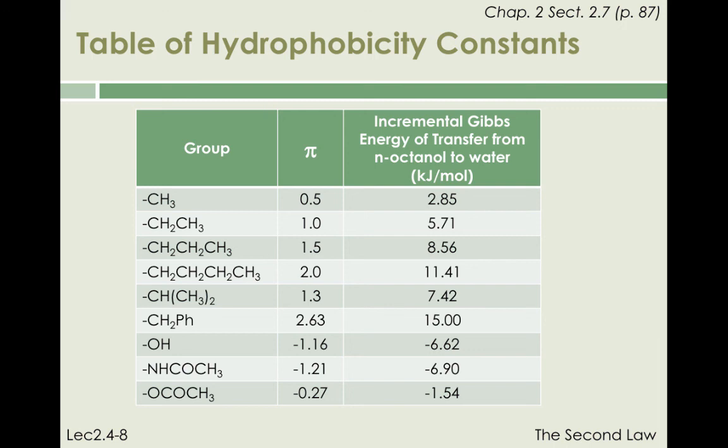In all cases, the hydrophobicity constant is a direct measure of the incremental Gibbs energy of transfer of the group R from octanol to water. Indeed, when delta G is positive, the transfer is not spontaneous, and that is the case for all hydrophobic groups. Similarly, when delta G is negative, the transfer from octanol to water is spontaneous, and this is the case for all hydrophilic groups.